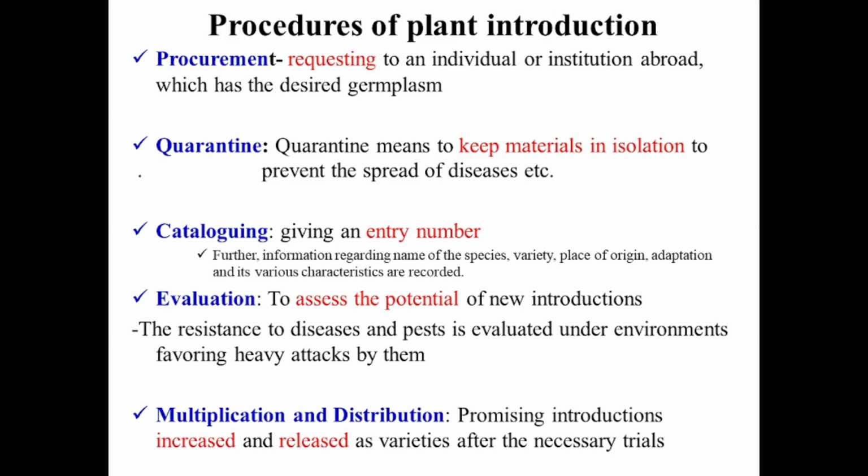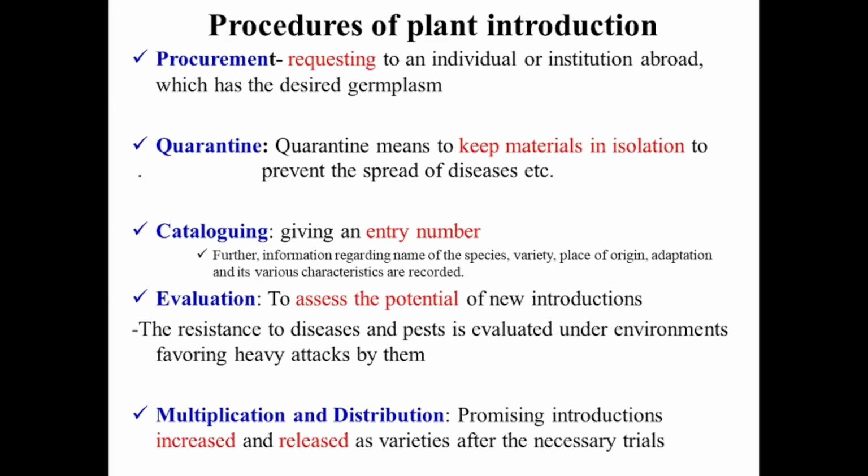The fourth step will be evaluation. This step is done to assess the potential of new introductions. For example, evaluation for disease resistance. The resistance to diseases and pests is evaluated under environments favoring heavy attacks by them. After evaluation of the introduced genotypes, depending on the objectives we have, the superior genotypes will be passed to the last step, which is multiplication and distribution. This step is used to multiply and distribute the promising introductions after the necessary trials.